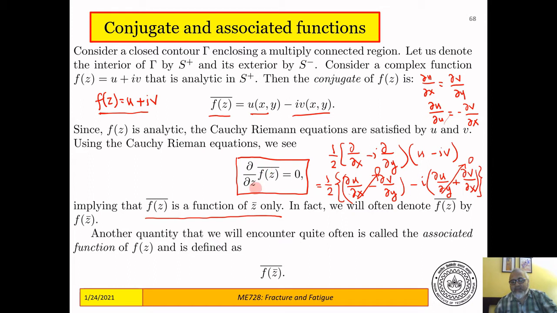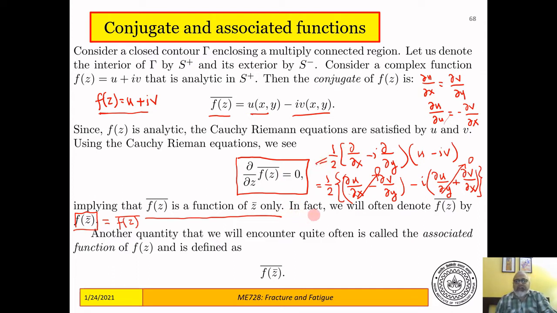f̄(z) is not a function of z, f̄(z) is a function of z̄ only, and we will often denote f̄(z) by f̄(z̄) by this. So this will mean f̄ is a function of z̄ only. In a similar way, we can show that f(z) is a function of z only. f(z) is a function of z only. It's not a function of z̄. So that is also easy to show. You show it exactly in the same way.